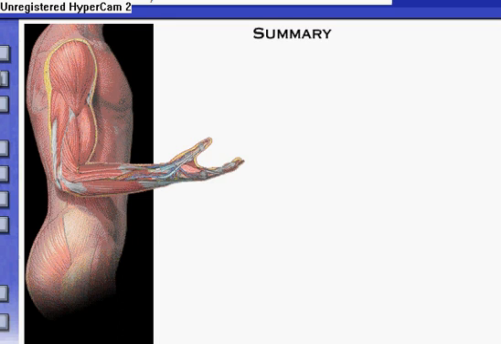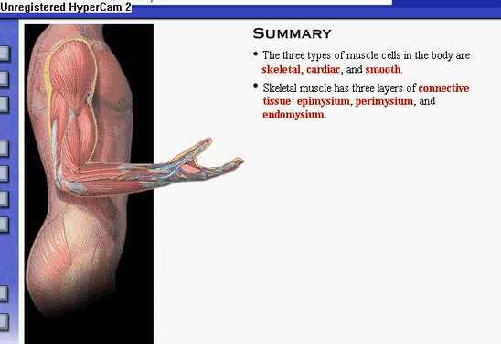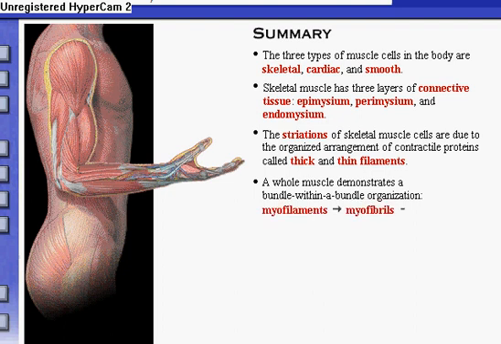Here's a summary of what we've covered. The three types of muscle cells in the body are skeletal, cardiac, and smooth. Skeletal muscle has three layers of connective tissue: epimysium, perimysium, and endomysium. The striations of skeletal muscle cells are due to the organized arrangement of contractile proteins called thick and thin filaments. A whole muscle demonstrates a bundle within a bundle organization, from myofilaments to myofibrils to muscle cells to fascicles to the whole muscle.